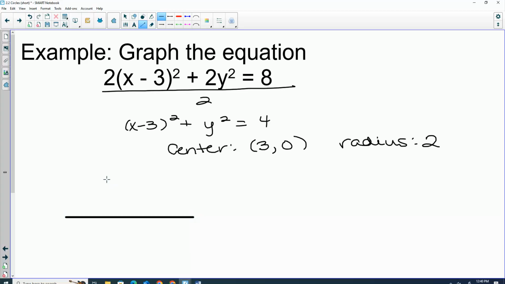So to graph this, you have to start at the center. So the first thing we do is go to 3, 0, and put a point. Now, my radius is 2. So from that point that I plotted at my center, I'm going 2 in every direction. Up, down, left, right. So that would give me my circle.